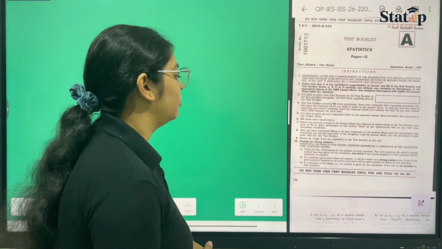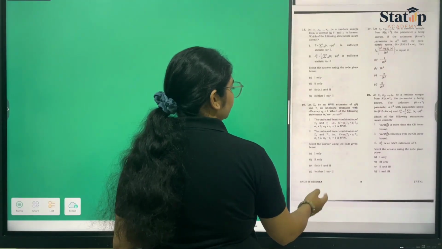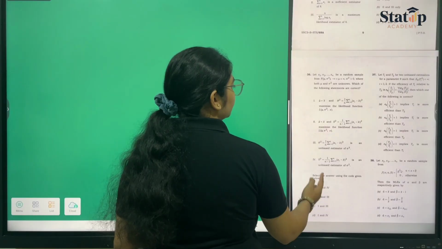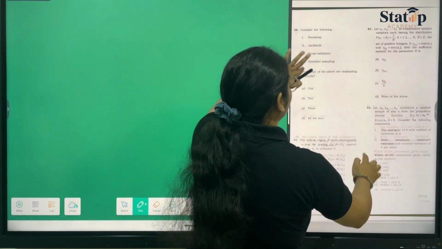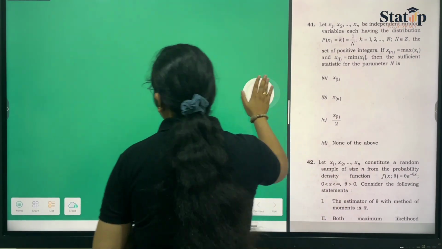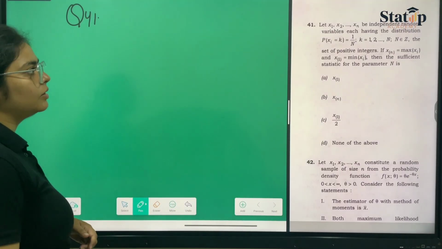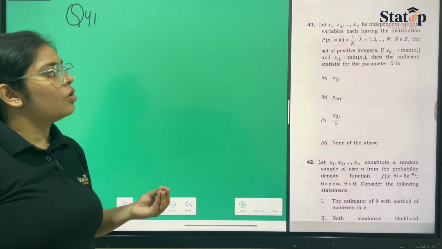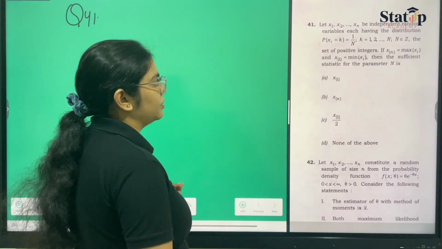Now, moving forward towards our first question of the day, question number 41. This is our question number 41 on the screen. I hope that you all can see it. Question number 41 has given us the PMF, because it is the discrete distribution. This has been given to us.